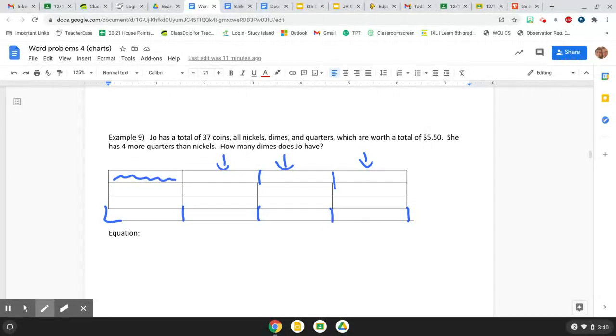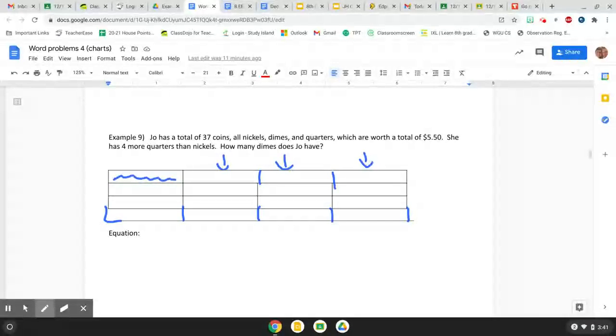So it says, Joe has a total of 37 coins, all nickels, dimes, and quarters, which are worth a total of $5.50. She has 4 more quarters than nickels. How many dimes does Joe have?